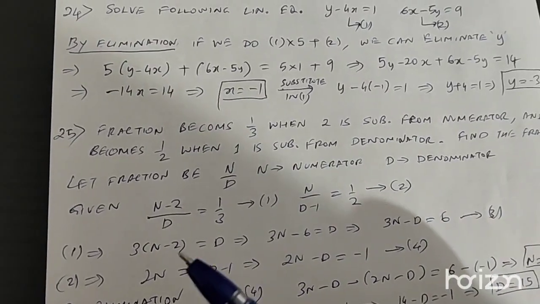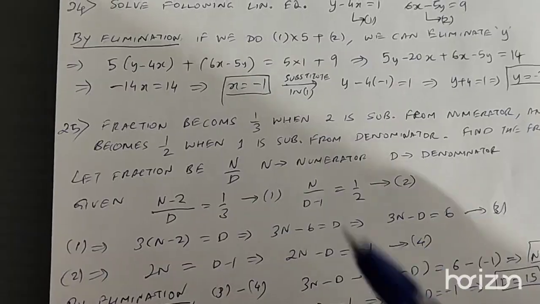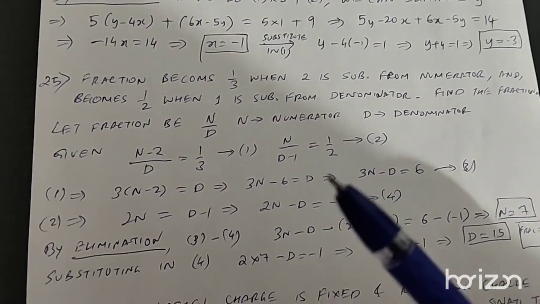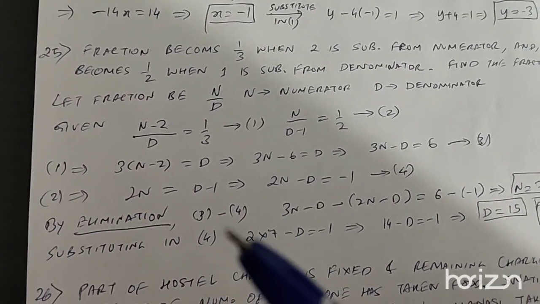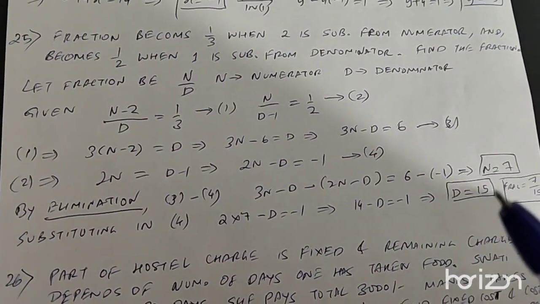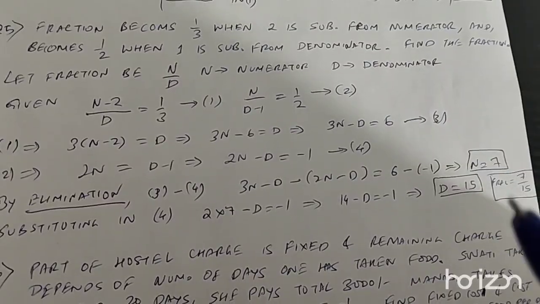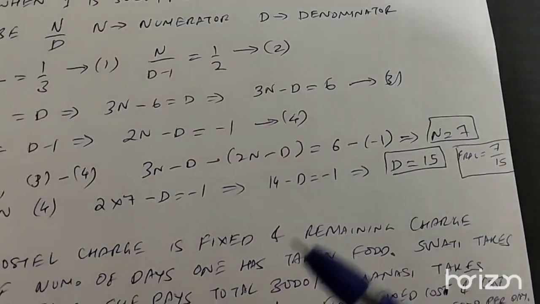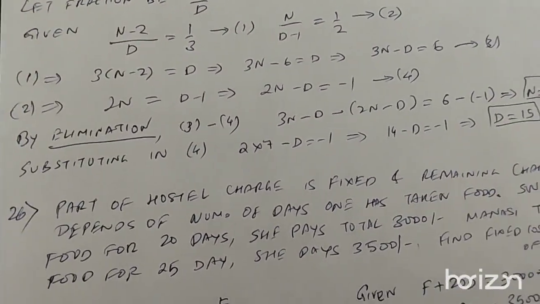Okay. Using these two equations, you can do a cross multiplication. 3 times n minus 2 is equal to d. Okay. And 2 times n is equal to d minus 1. So you'll get 2 equations. From these 2 equations, you can just do the elimination. You can just do equation 3 minus 4. That will give you n is equal to 7. And substituting it back, you will get d is equal to 15. So the fraction we are interested in finding out is 7 by 15. Again, to keep the video short, I have shortened the explanation. But if you do the simplification steps properly, you will get the answer.